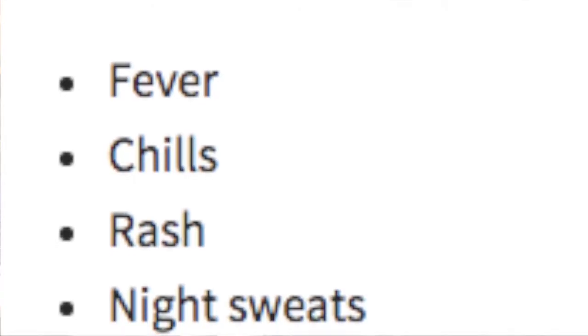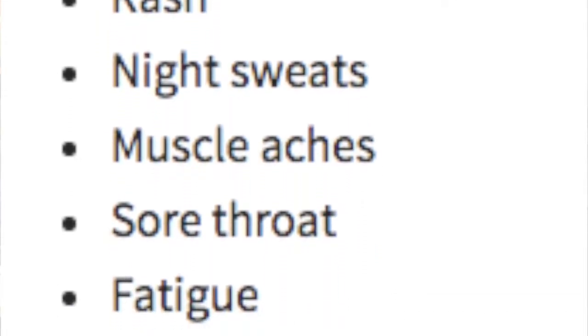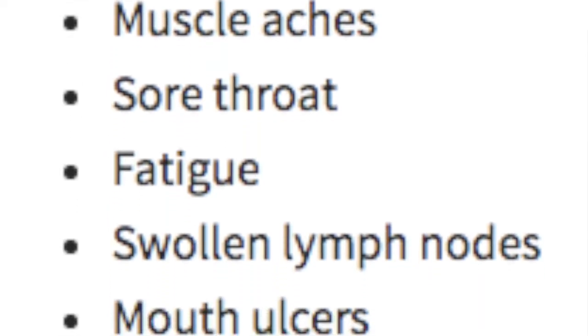In the first stage, which is after the initial infection, the symptoms can be flu-like, including fever, chills, rash, night sweats, muscle aches, sore throat, fatigue, swollen lymph nodes, and mouth ulcers. Stage 2 of HIV is when the virus stops multiplying at nearly as fast of a rate, and stage 2 can actually last for 10 to 15 years, even without treatment.